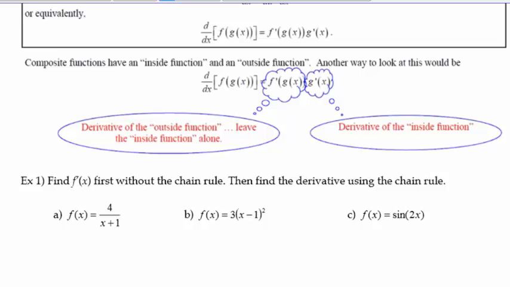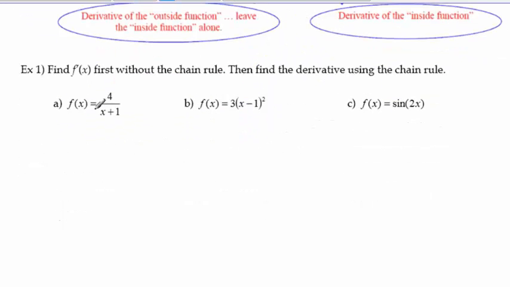So first we're going to work with some exponents here. So if f of x equals 4 over x plus 1, and we want to find f prime first without the chain rule, and then the derivative using the chain rule, we're going to go through and do these together here. So if I go without the chain rule here, I would have to do the quotient rule. So I'm going to put a big Q for quotient rule.